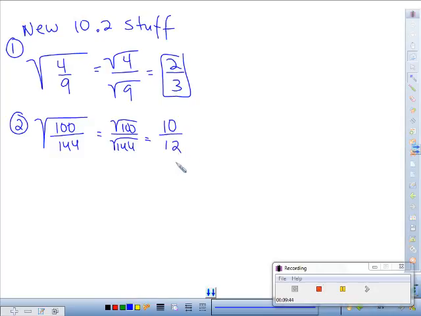Well, times 12 is 144. This does reduce to 5 over 6. So you do want to reduce it if you can. You can. So when they're that easy, hip hip hooray.